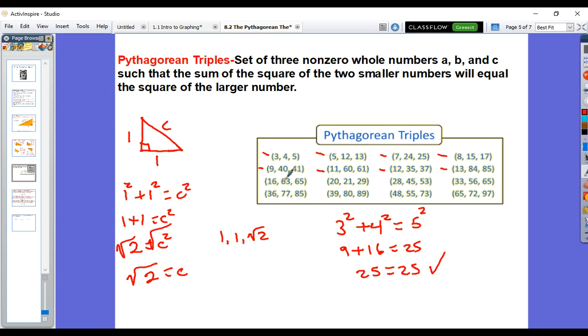So these are all perfect whole numbers, where the first two squared will always equal the last one squared. So throughout the homework, when they talk to you about Pythagorean triples, this is what they're talking about. Let's look at the other part.